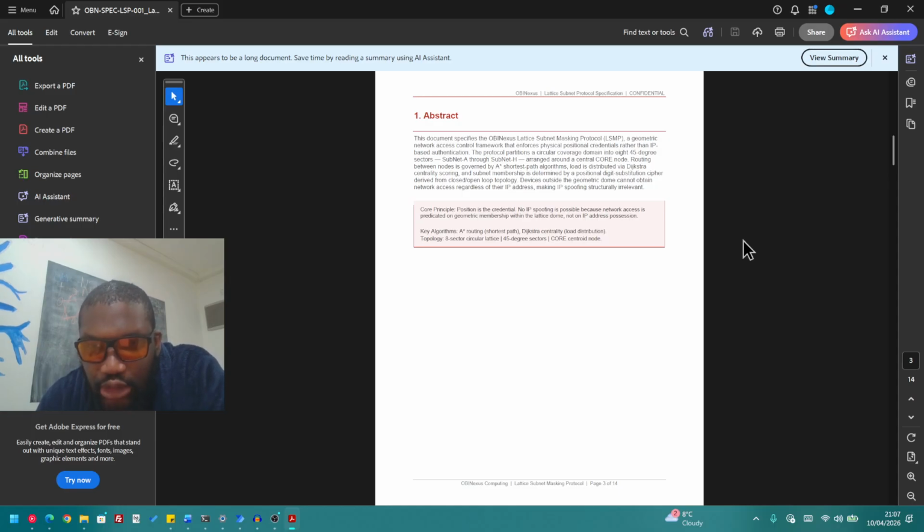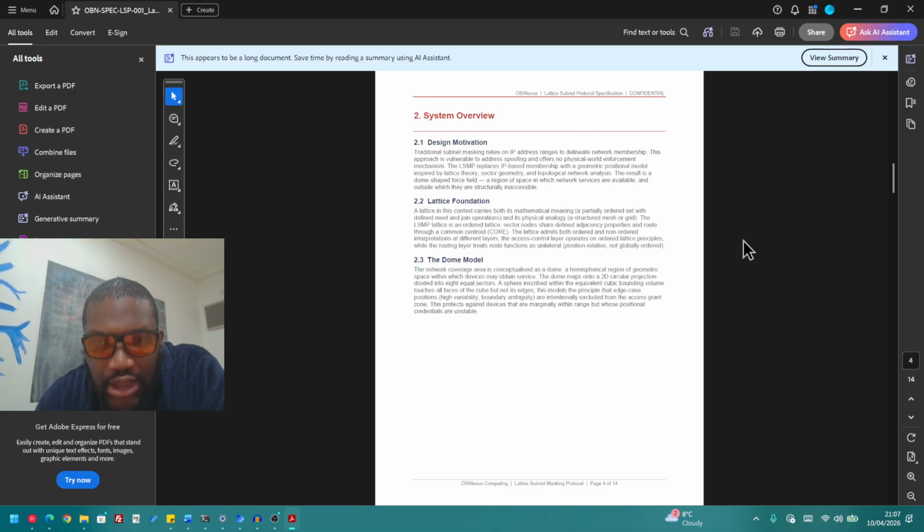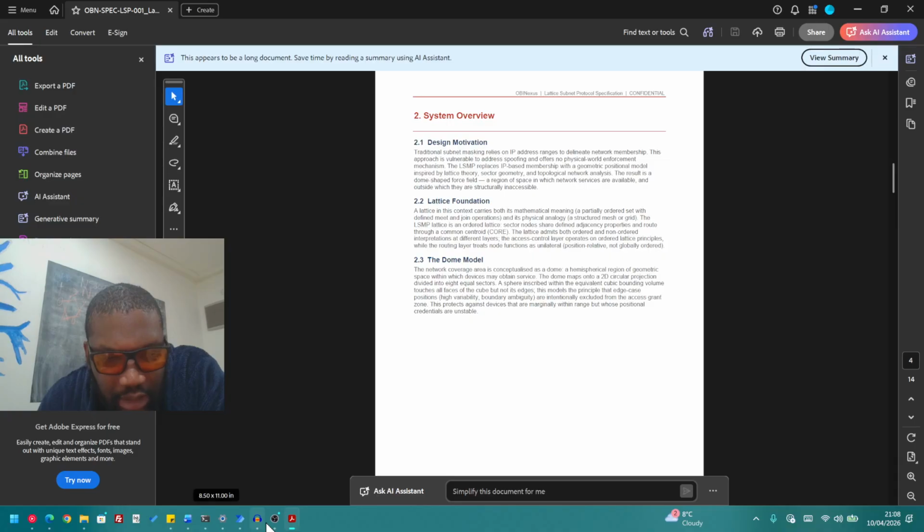Devices outside the geometry cannot obtain network access regardless of the IP address, so masking and spoofing are structurally irrelevant. So this is a very key argument to understand. The design motivation of this system is to stop connecting to something that's not meant to be free. It's not meant for you. Doesn't matter how far you are from the network, you cannot get in. It's not meant for you, it's not meant for anybody else.